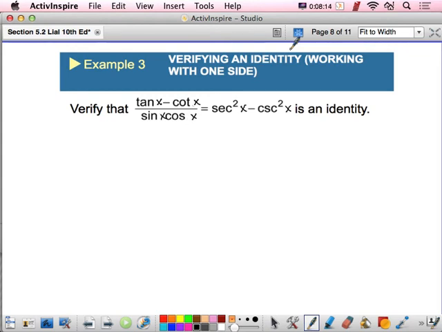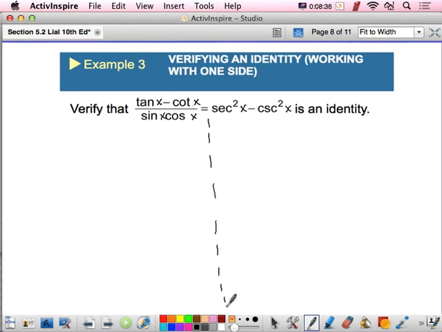Both sides? Okay, so the left side has how many trig functions? 4. And the right side only has 2. It's going to be easier to turn 4 trig functions into 2 trig functions than to take 2 and expand them out into 4. So let's start on the left side.